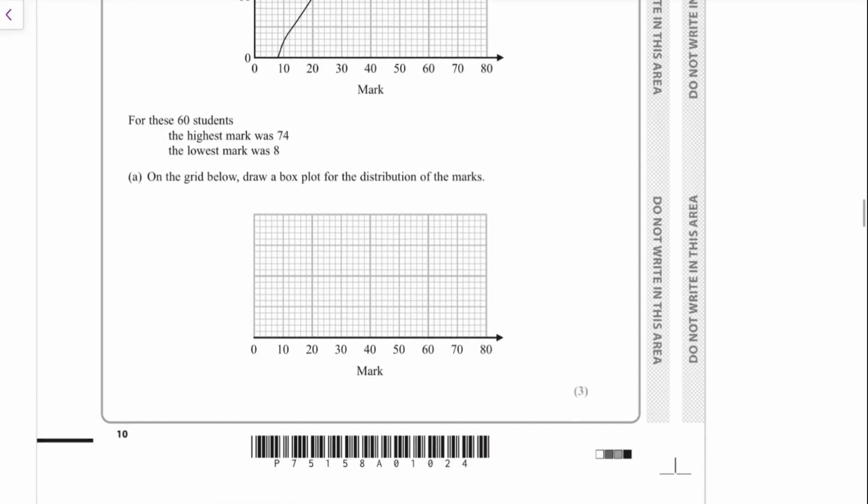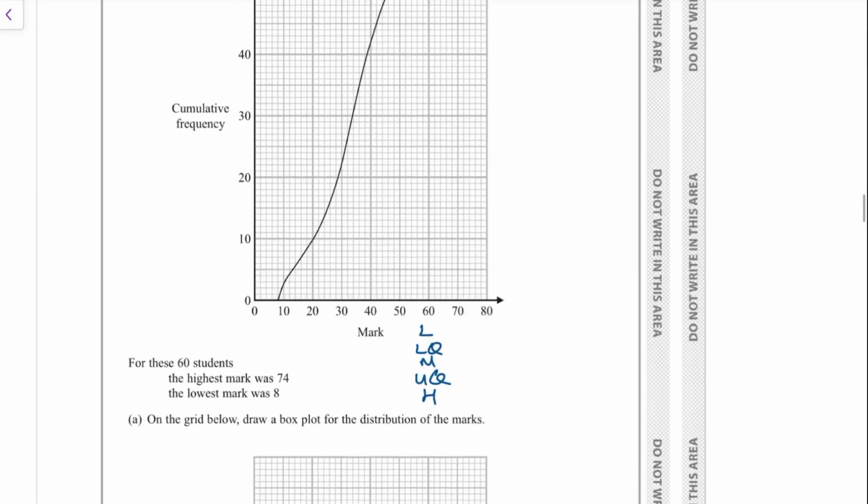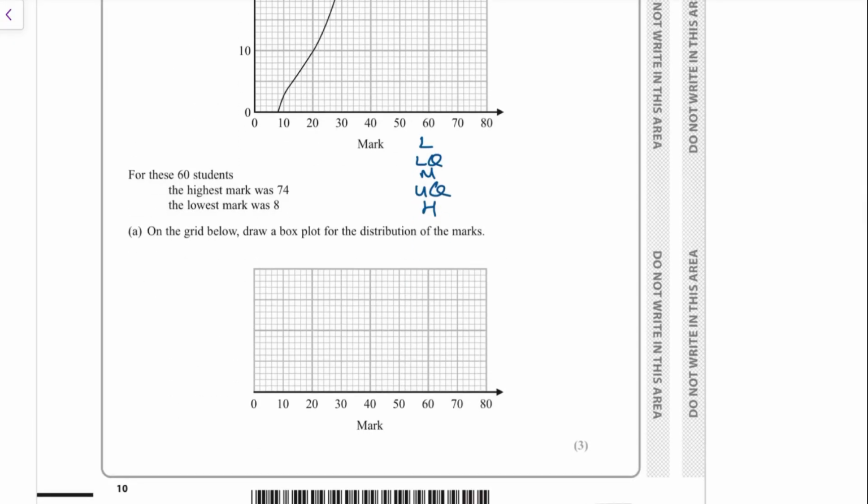What does it want me to do? For these 60 students, the highest mark was 74. The lowest mark was 8. Do a box plot. All right. So box plots require the lowest, the highest, the lower quartile, the upper quartile, and the median. And I'm going to have to use the graph in order to get these values. Now it tells me here that the lowest is 8 and the highest is 74.